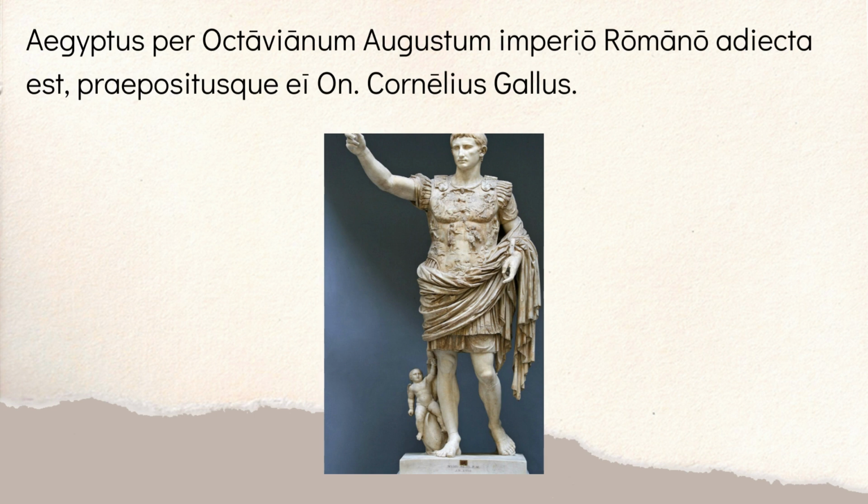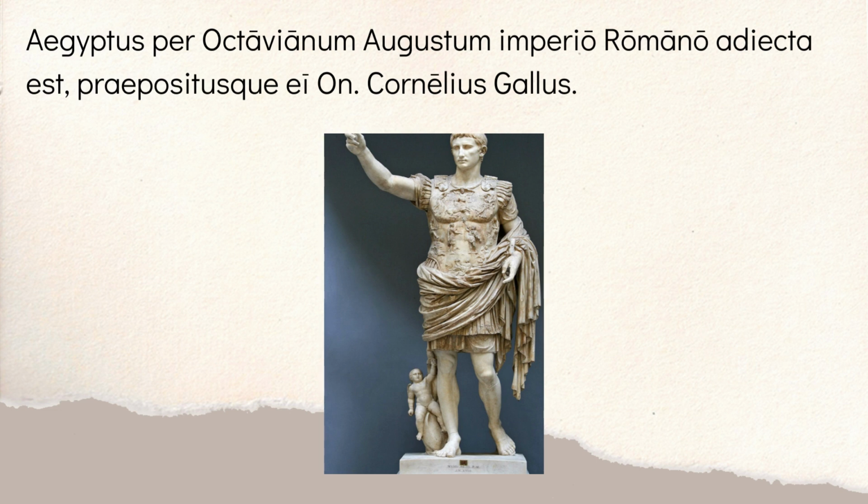So again, Octavian is the successor of Julius Caesar, right? His nephew, if I remember right, and he gets the title Augustus later on. So we usually think of him as Augustus, but he's called Octavian, right? That's his name. And so it was added to the empire.